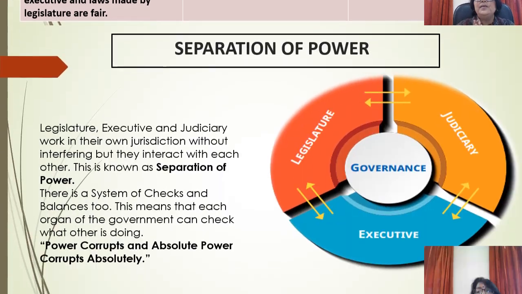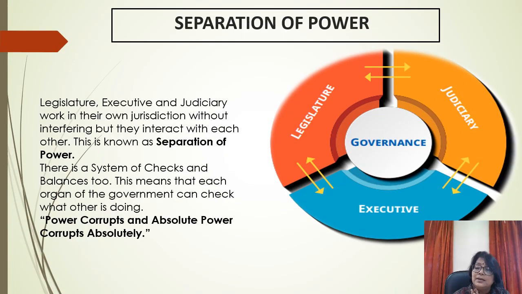Now it's time to recap two important principles. One is separation of power. Separation of power means that the three organs of the government, that is legislature, executive and judiciary, perform different duties and they work in their own jurisdiction and do not interfere in each other's territory.